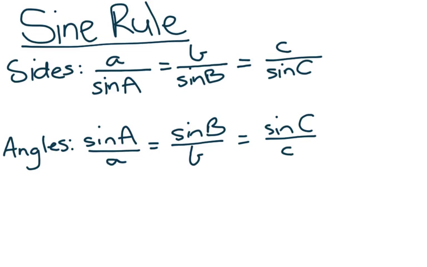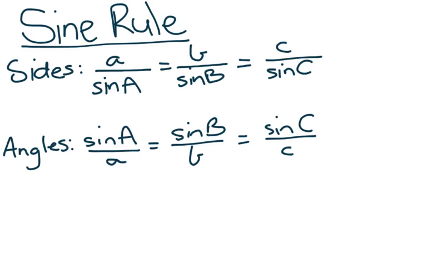And both of these work for non-right angled triangles, and which one you choose or which one you use depends on what information you're given. Just like with right angled trigonometry, if you're given certain sides, you use a certain ratio, and it's the same with this one.